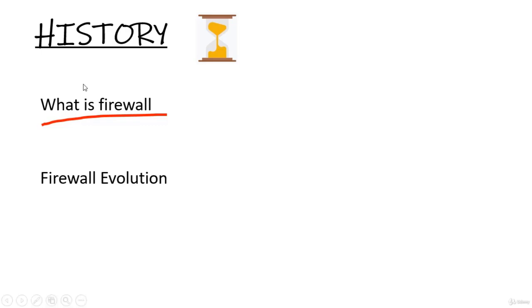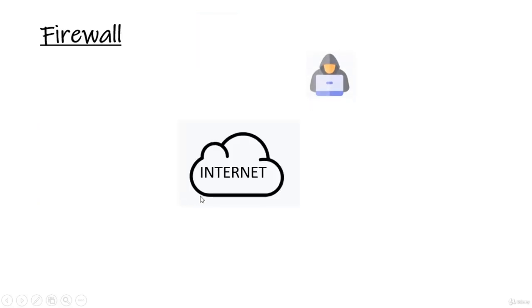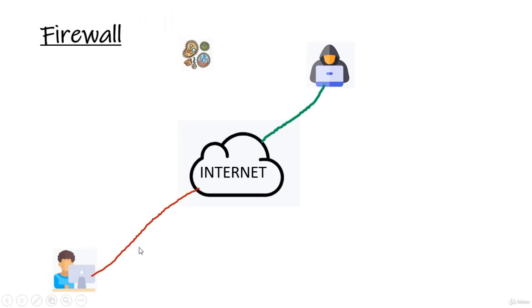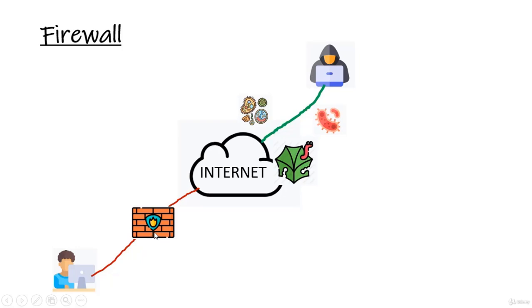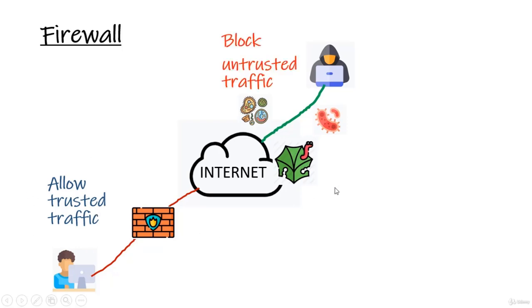Let's just talk really quickly about what a firewall is, and then we're going to go through the firewall evolution through the years. So we have the internet in the middle, a hacker somewhere on the internet, and our personal computer here. We have viruses, trojans, all kinds of bad stuff going on on the internet. And we have a firewall standing between our personal computer and the internet. The purpose of the firewall is to allow trusted traffic and block untrusted traffic. Easy as it is, a really easy concept.